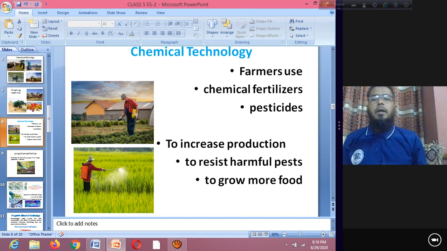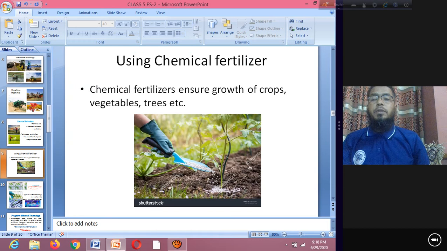So for chemical technology, we will go to the next pictures using chemical fertilizer. This is a vegetable plant. Chemical fertilizers ensure growth of crops, vegetables, trees, etc. And we'll go to biotechnology.